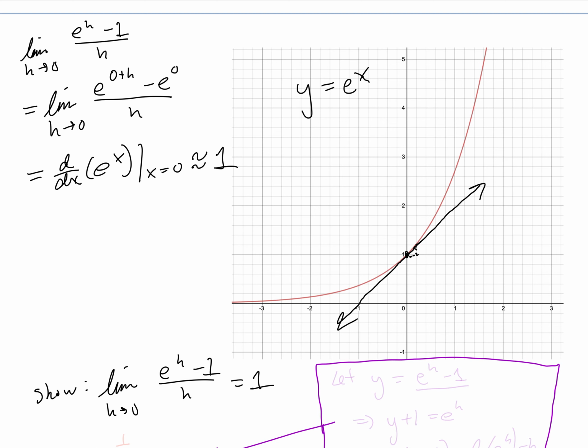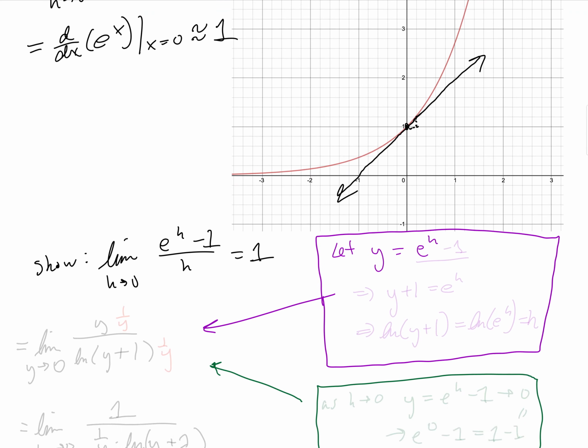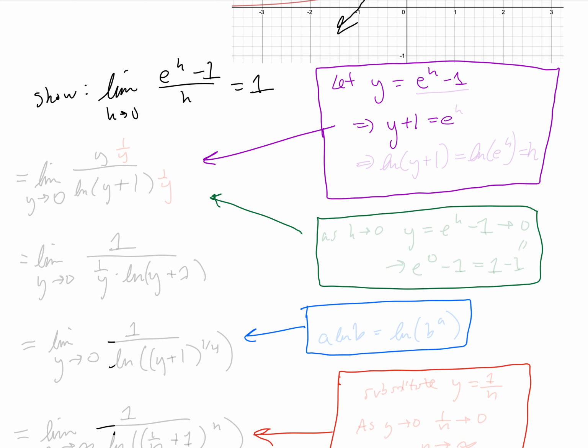First of all, we're going to start by letting y be equal to e^h - 1, and that means that y + 1 is equal to e^h, and it also means that ln(y + 1) is equal to ln(e^h), which is just equal to h. The natural log and e to the something undo each other, so ln(e^h) is just h. So we're going to plug some of those things in.